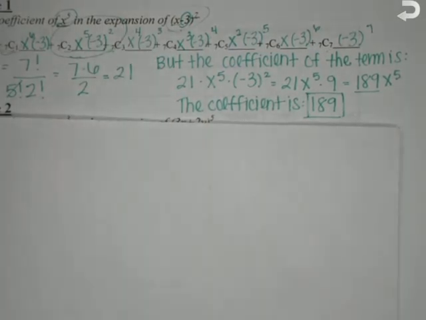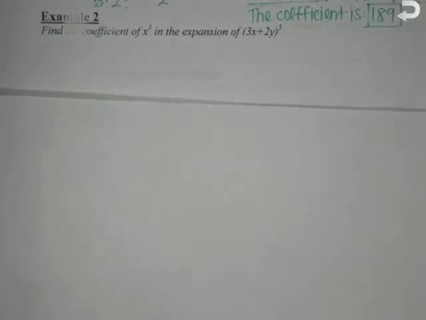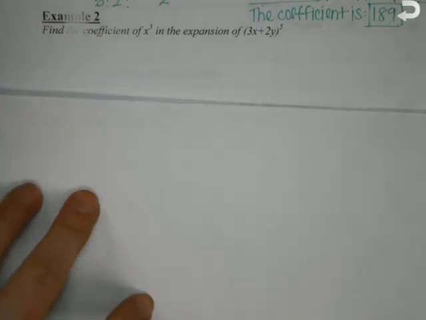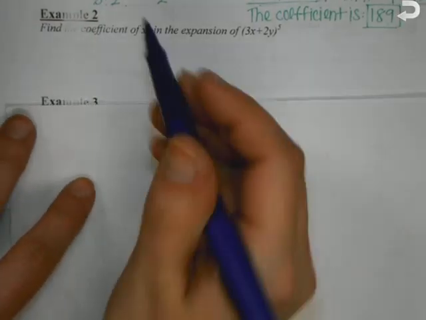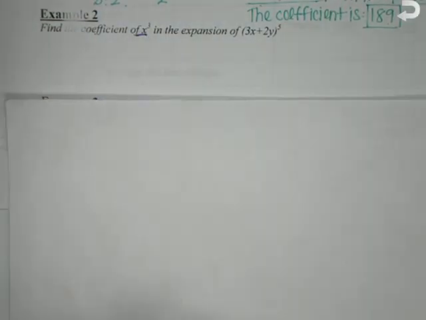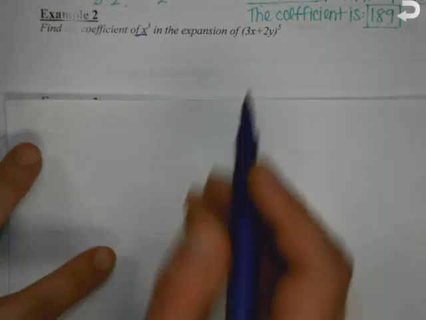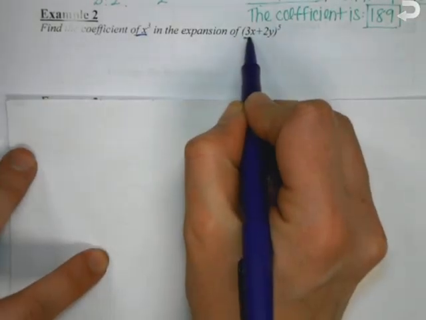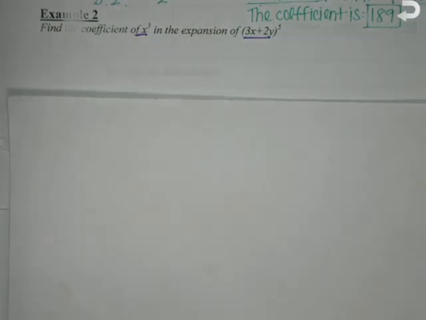Okay? So similar to example 1, example 2 asks us to find the coefficient of x to the 3rd. So we're only concerned about the term that has x to the 3rd in it, of the expansion 3x plus 2y, all of that to the 5th power. The first thing I want us to do is first write out all of the combinations and fill in the blanks like we did in the previous one.